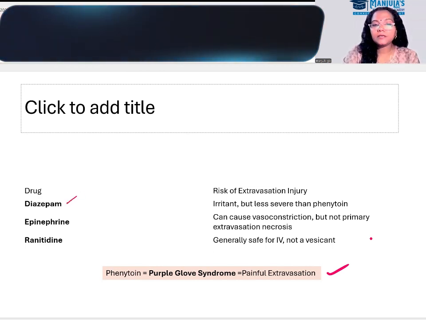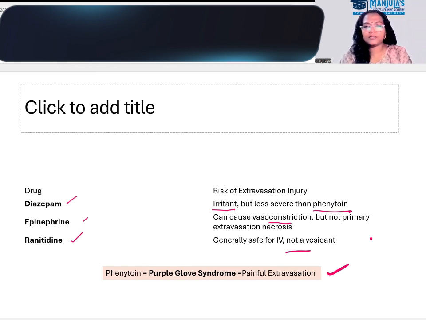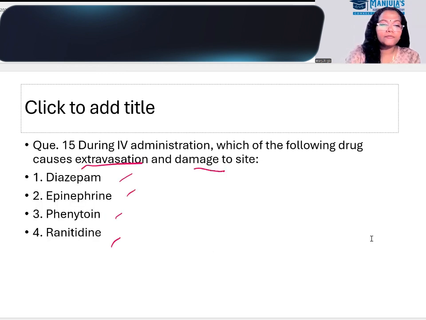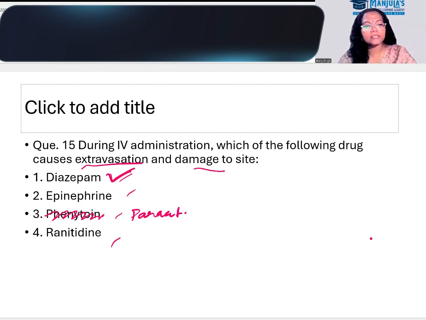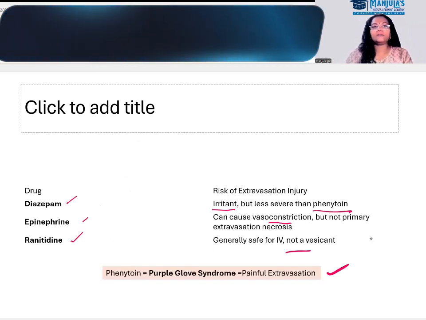The other choices: diazepam is an irritant, but it is less severe than phenytoin. Epinephrine can cause vasoconstriction, but it doesn't cause necrosis when extravasated. Ranitidine is generally safe for IV. It is not a vesicant, or a drug that causes damage to the tissues. Okay, so in this question, if phenytoin would not have been there and instead maybe some other drug, maybe paracetamol, would have been there, diazepam would have been your answer, because it is also an irritant, but it is not as dangerous as phenytoin.